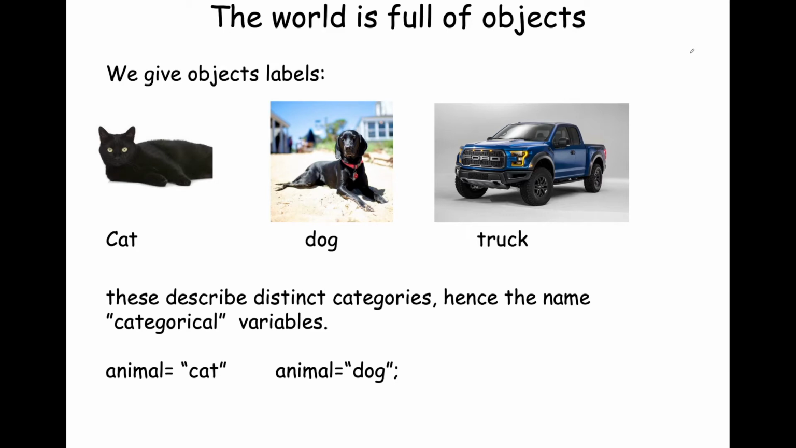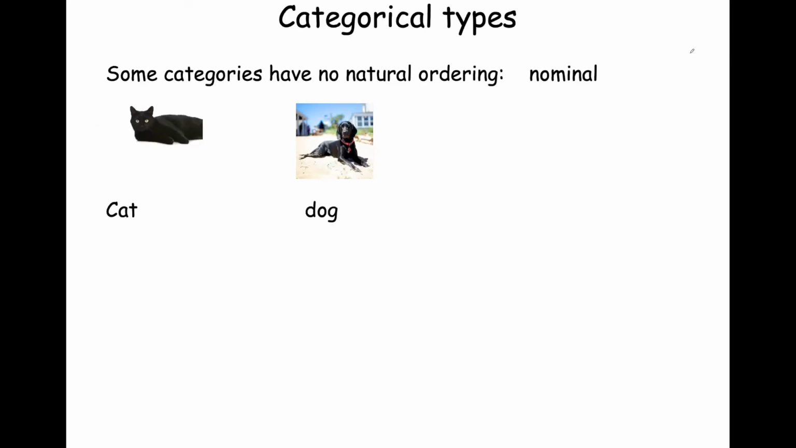Animal could be a dog. Cat and dog are so-called categorical variables. Rather, animal is a categorical variable. It takes on categorical values. They're objects that have labels. Now, some categories have no natural ordering.